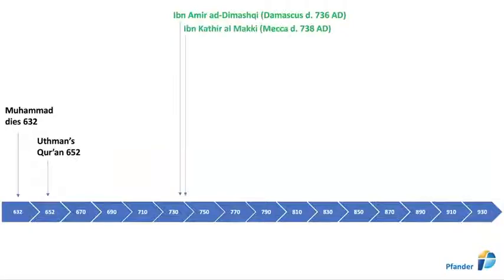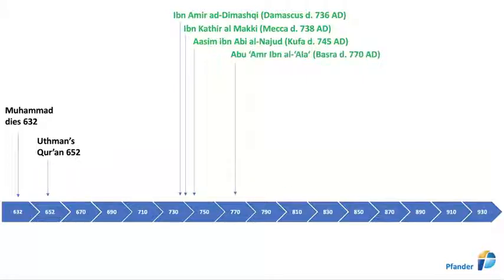736. The second one to write their Qur'an down is Ibn Kathir from Mecca. 738, 2 years later. The third one to write their Qur'an down was from Kufa. His name was Asim ibn Abi al-Najud. Important. Hold on to that name. That's going to come up later on. He died in 745. So now we're getting into the mid-8th century. The fourth one to write their Qur'an down was Abu Amr ibn al-Ala from Basra, 770. Now we're getting towards the end of the 8th century. You notice this? We're talking about a good 140 years after Muhammad dies that we're getting this Qur'an.